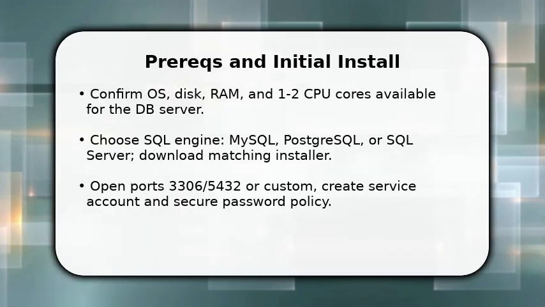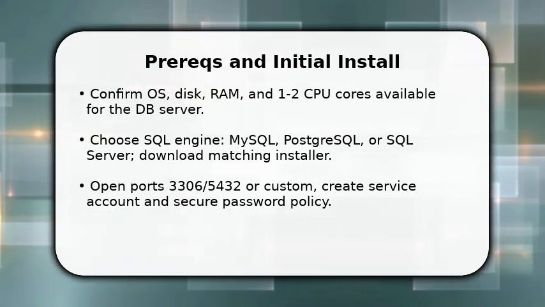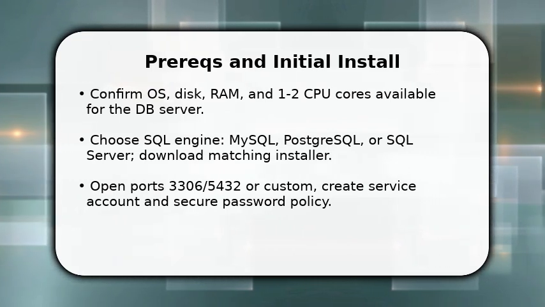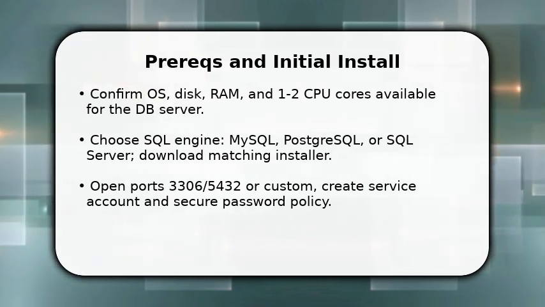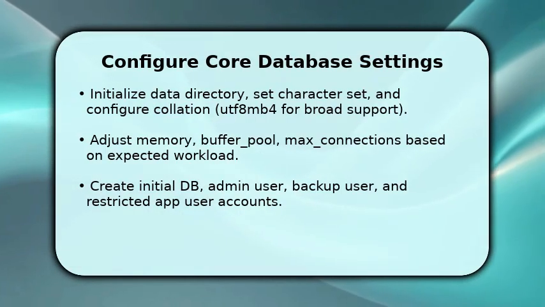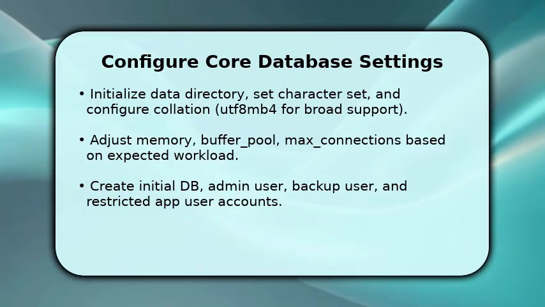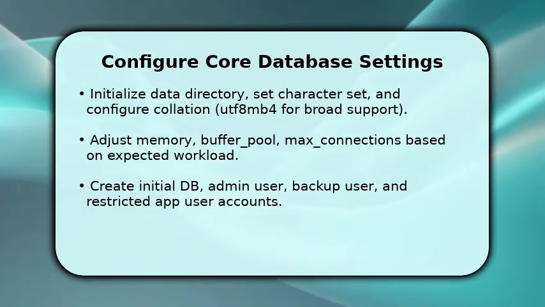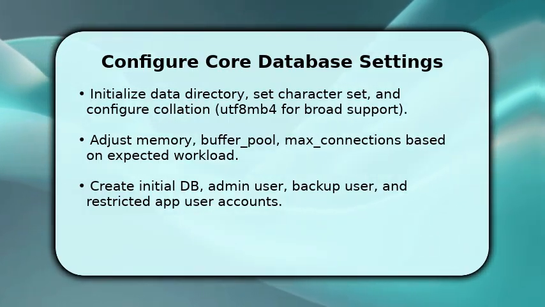Make sure to open the appropriate port, 3306 or 5432, in the firewall so clients can reach the server. Once installed, initialize the data directory and select a character set and collation. UTF-8MB4 is recommended for broad compatibility.